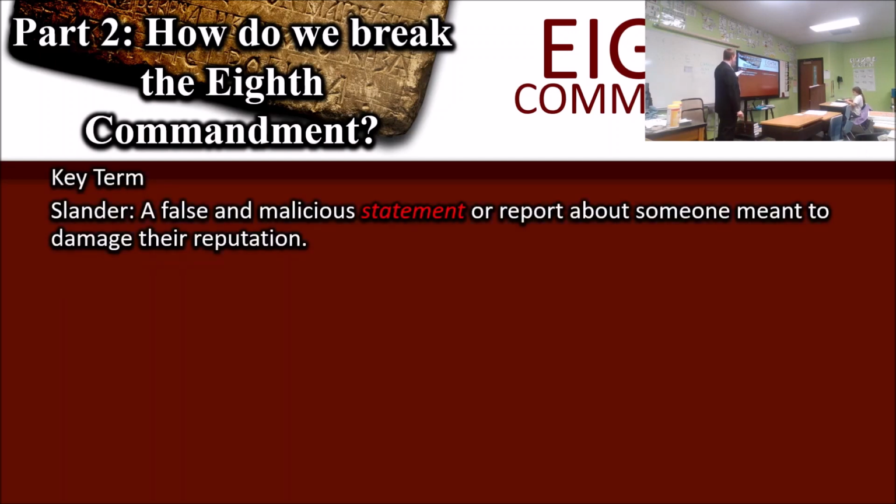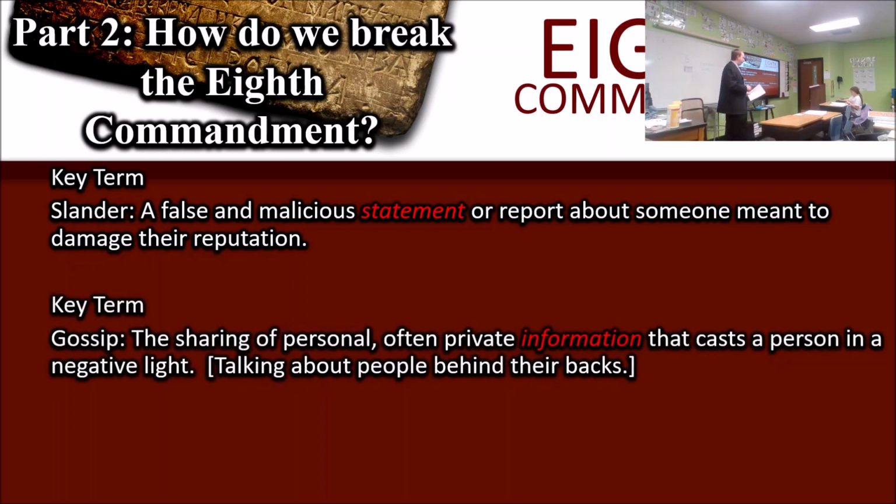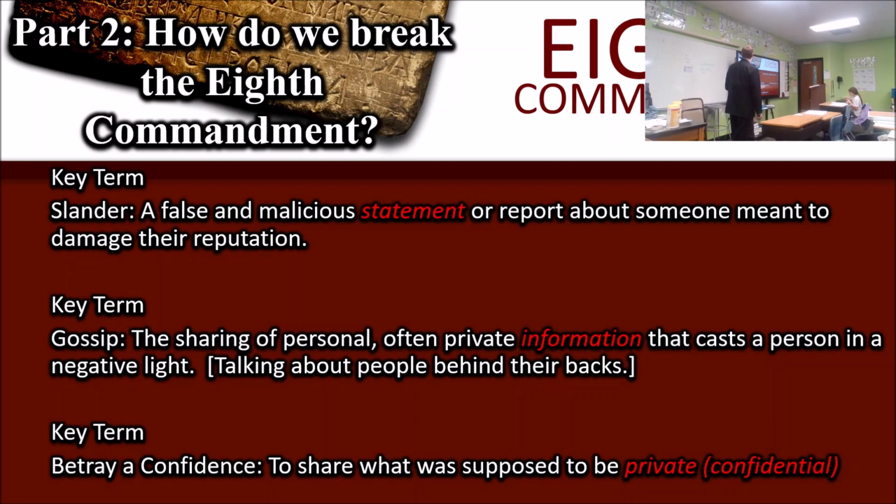First of all, slander. Slander is a false and malicious statement or report about someone meant to damage their reputation. So slander is a factually inaccurate statement, but it's designed to harm somebody's reputation. And then the next two I'm going to take in conjunction with each other because there's a little bit of overlap. First of all, gossip, the sharing of personal, often private information that casts a person in a negative light. And then to betray a confidence, meaning to share what was supposed to be private.